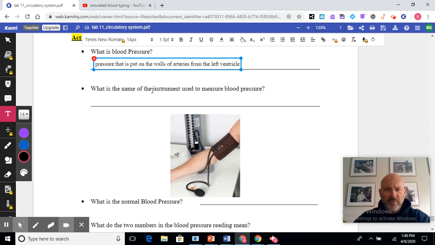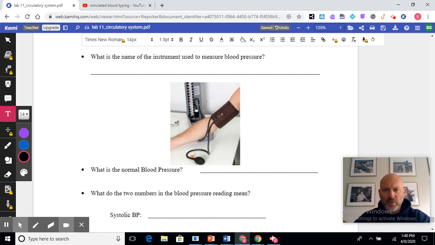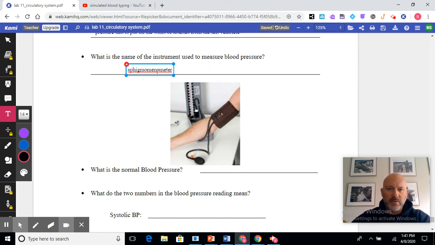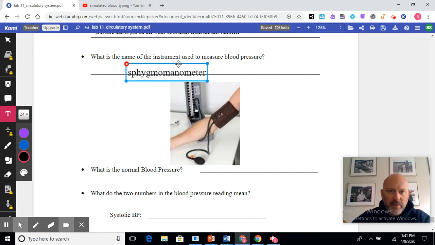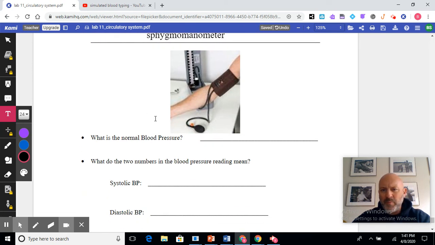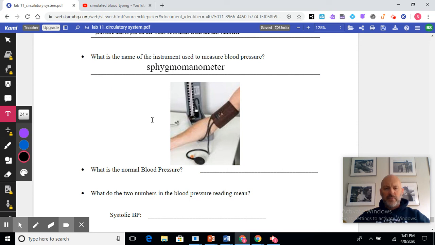The name of the instrument used to measure blood pressure. Well, this is a blood pressure cuff. That's what it's commonly called. Its actual name is, oh boy, I'm not going to spell this right. Sphygmomanometer, believe it or not. Did I spell that right? I think I did. I don't know. Sphygmomanometer. Let's make that bigger. Yeah, there we go. That's better. But people call it a blood pressure cuff or a sphyg for short.